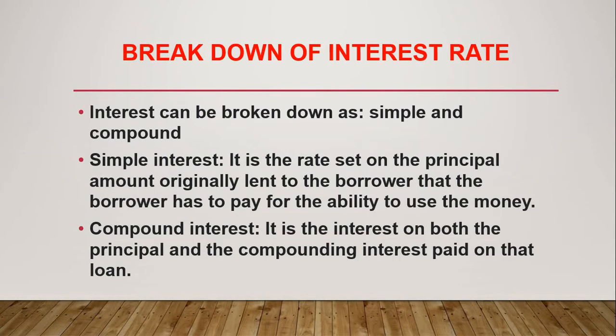Breakdown of interest rate. Interest can be broken down as simple and compound interest. Simple interest is the rate set on the principal amount originally lent to the borrower, that the borrower has to pay for the ability to use the money. Compound interest is the interest on both the principal and the compounding interest paid on that loan.